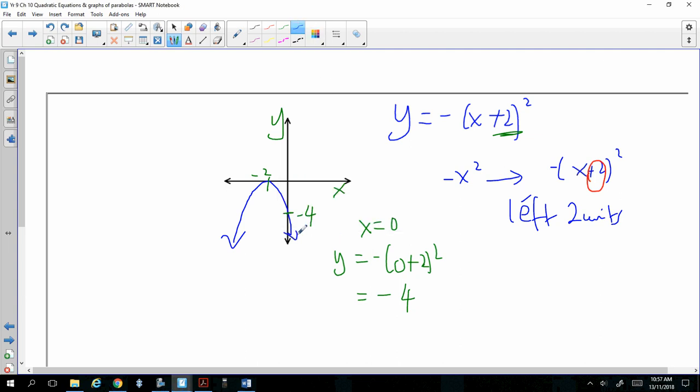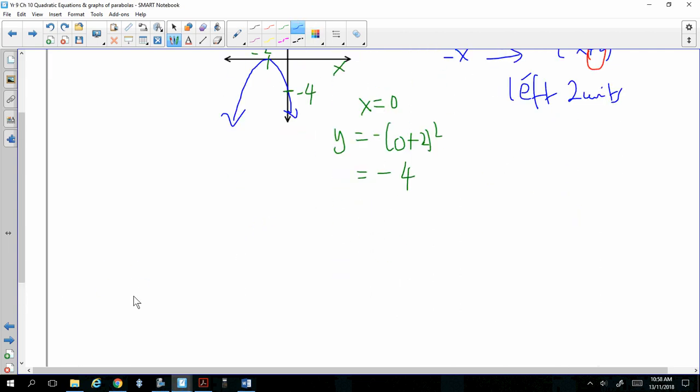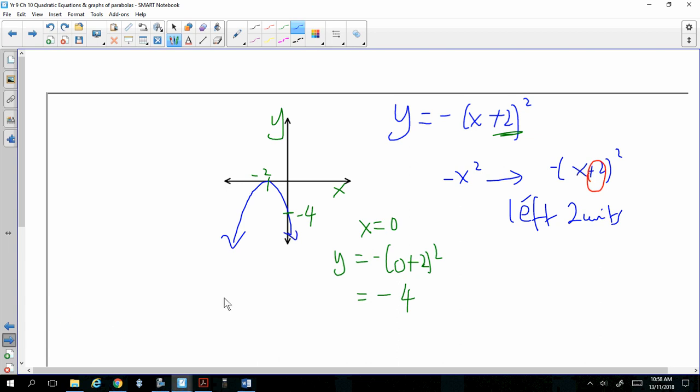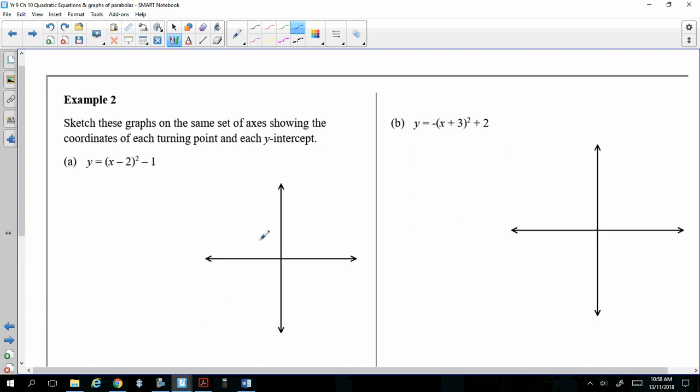This is, sorry, minus 2. What does the minus 2 do? Minus 2 goes to the 2 units. And the minus 1 goes down 1 unit. Sorry. Yeah, but the coefficient of x is 1, so it's concave up.